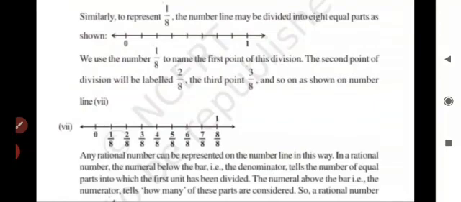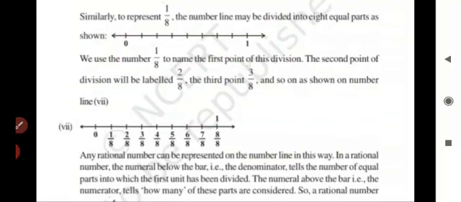Similarly, represent 1 by 8. The number line may be divided into 8 equal parts from 0 to 1. So we use 1 by 8 to name the first point of the division. The second point of the division will be labeled 2 by 8. The third point is 3 by 8. The fourth point is 4 by 8, and so on. See the number line, you get the idea: 0, 1 by 8, 2 by 8, 3 by 8, 4 by 8, 5 by 8, 6 by 8, 7 by 8, 8 by 8, which can be written as 1, and after 8 by 8 comes 9 by 8.